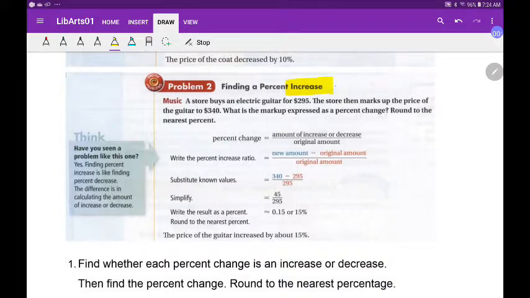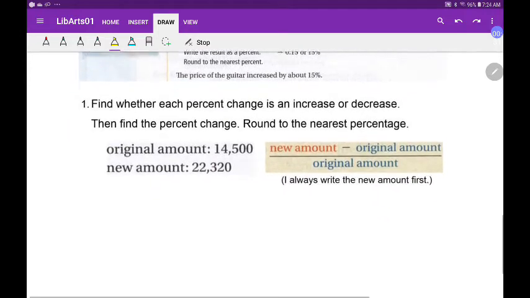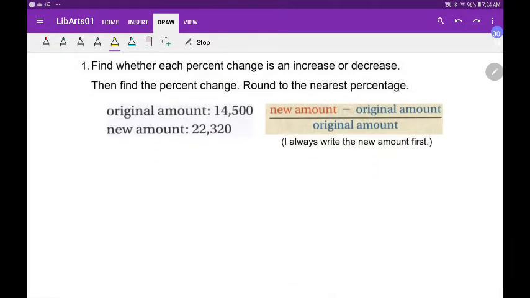But what I do is I keep it the same for both situations, because if I do this, then I get a negative. That means there must have been a decrease. And if I get a positive, then it's an increase. So to me, this seems more simple: to always write the new amount first.